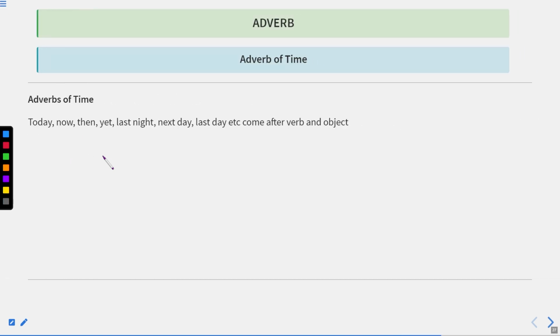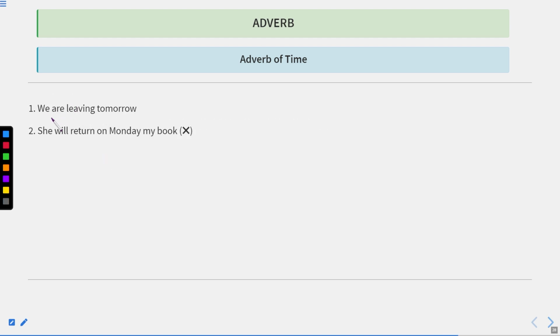Now, adverbs of time are today, now, then, last night, yet, next day, last day, etc. They come after the verb and object. For example, the sentence is, we are leaving tomorrow. In the sentence, tomorrow is time and leaving is the verb. So this tomorrow shows us the time of the action.